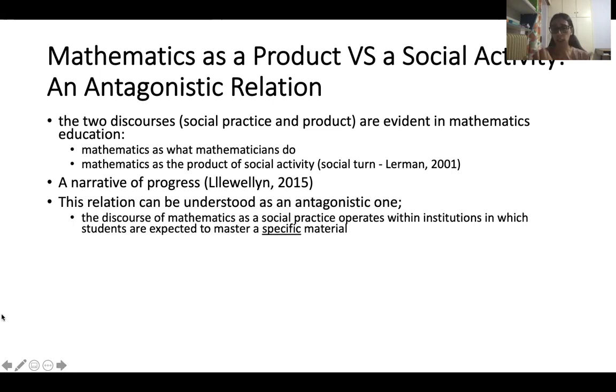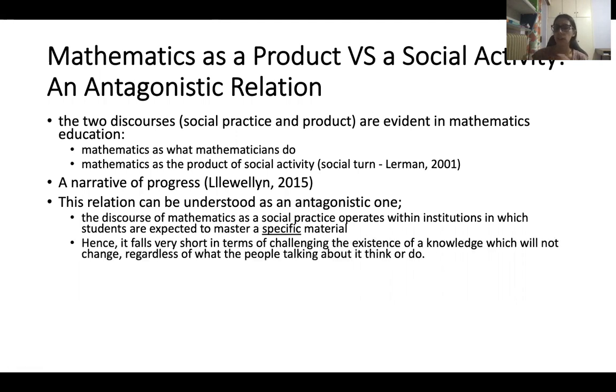My suggestion is that this relation could be understood as an antagonistic one. So the discourse of mathematics as a social practice operates within institutions in which students are expected to master a specific material, which is often described in the curriculum. Hence, I'm suggesting it falls very short in terms of challenging the existence of a knowledge which will not change regardless of what the people thinking about it think or do, as suggests the discourse of mathematics as a product.